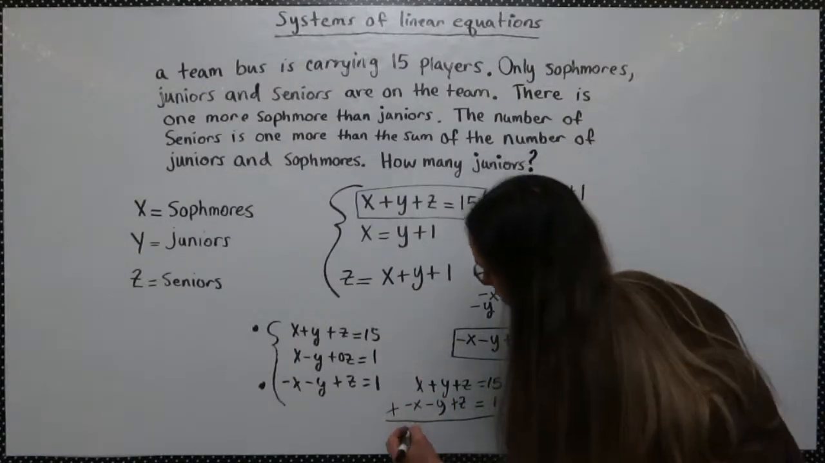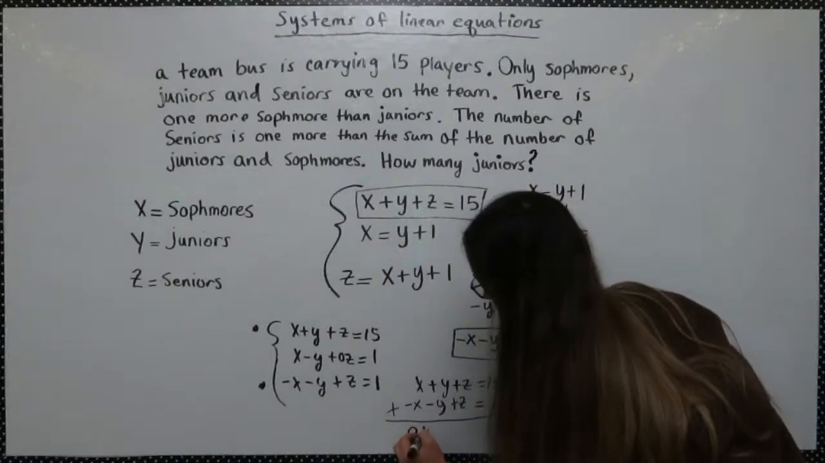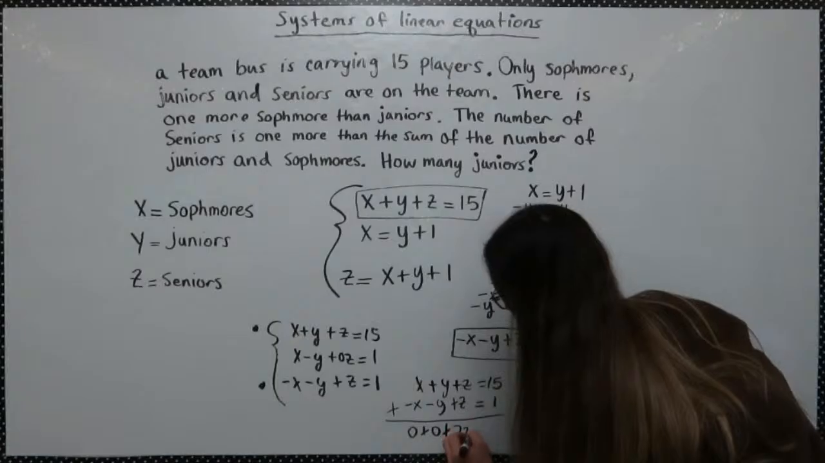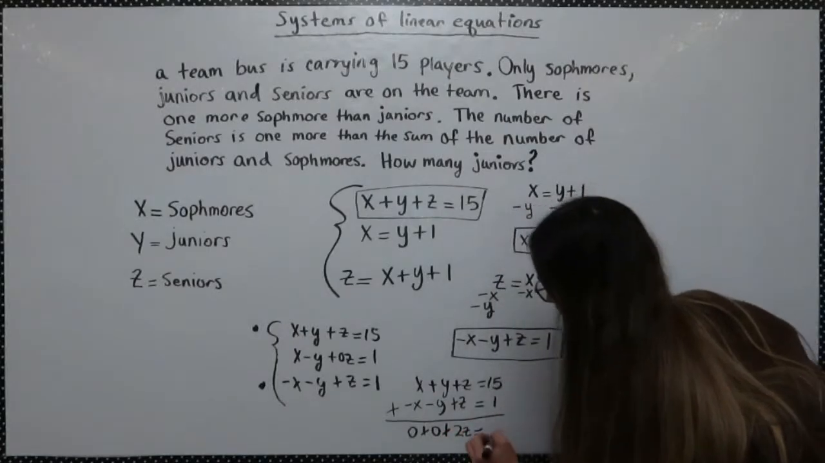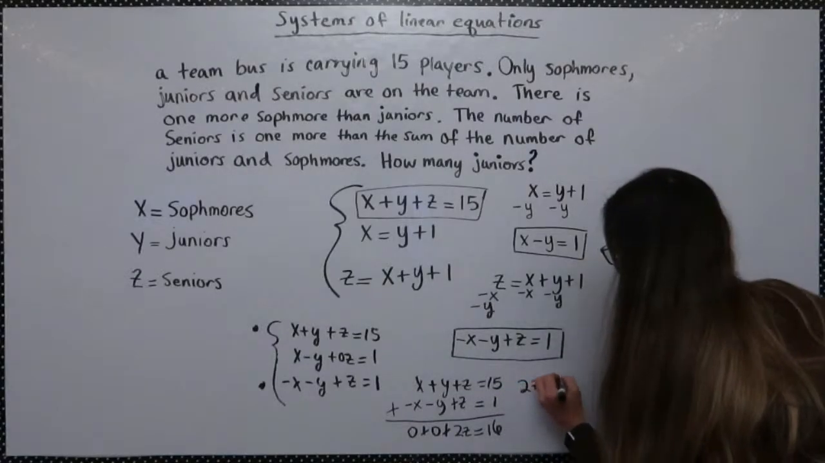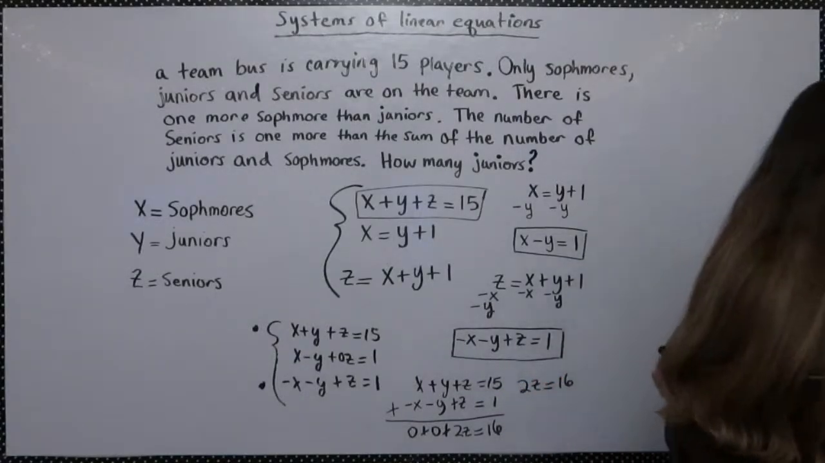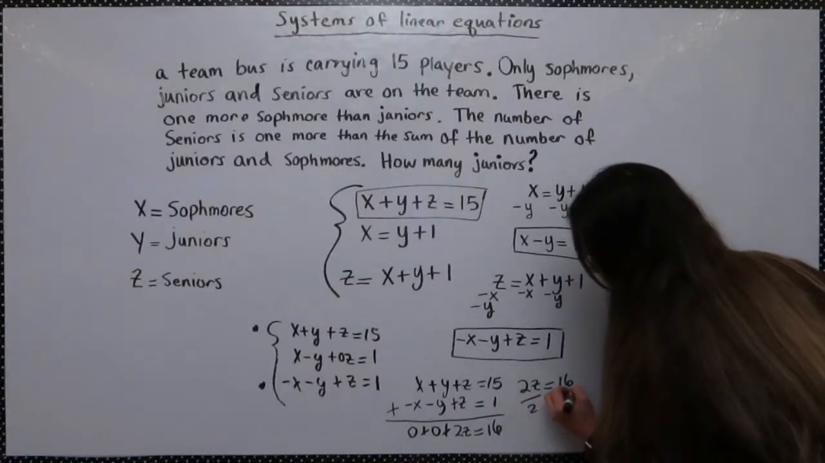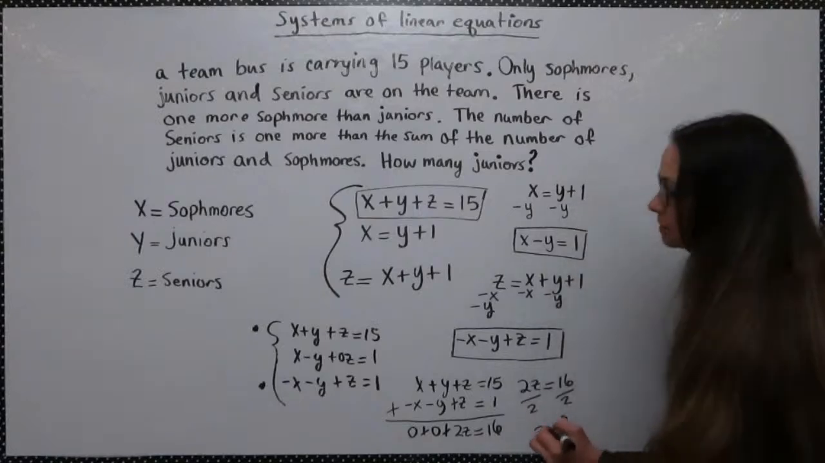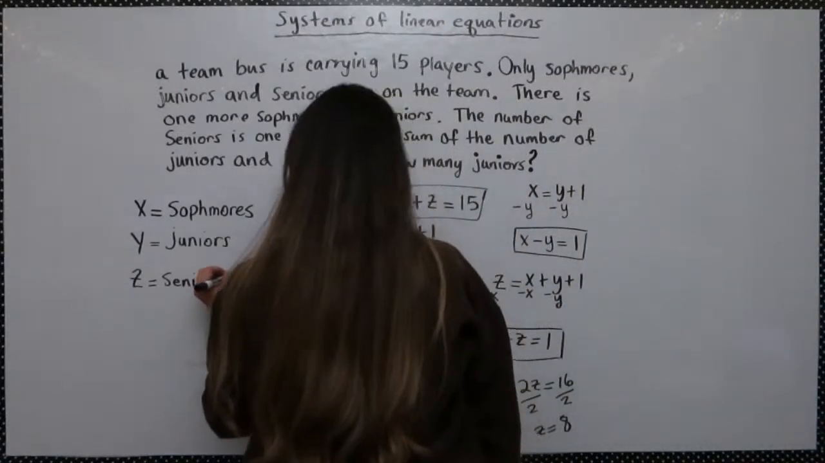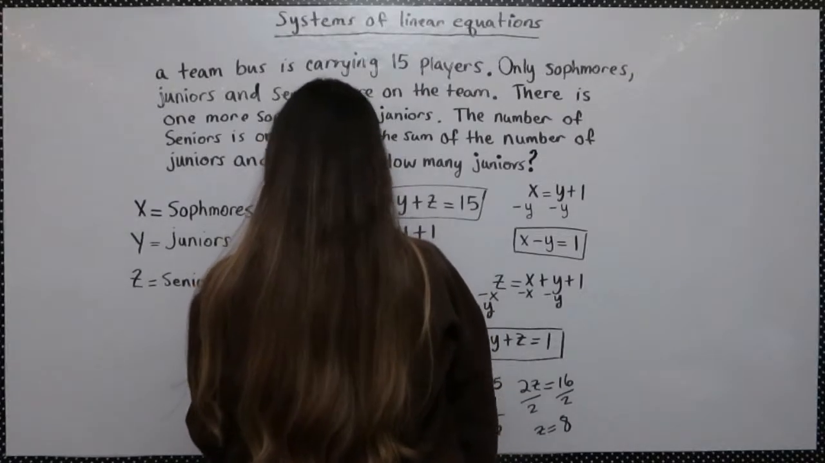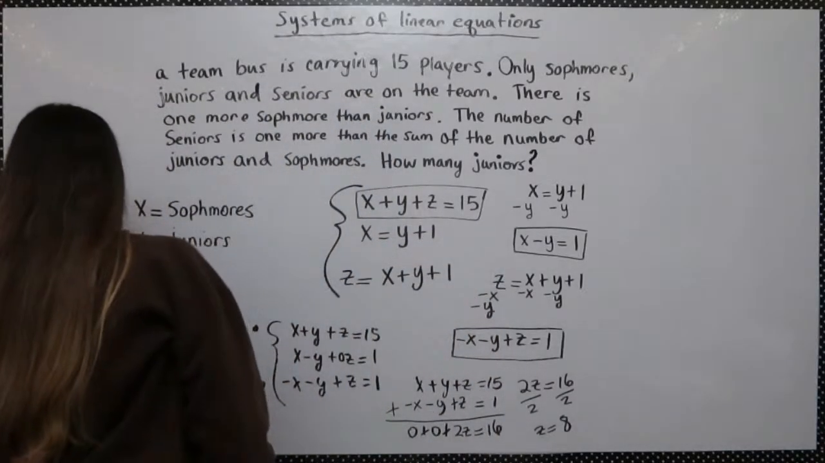And you get 0 plus 0 plus z plus z is 2z, and 15 plus 1 is 16. So this is just 2z equals 16. If we divide off the 2 from both sides, 16 divided by 2 is 8. So we have solved for the number of seniors. And this is an ordered pair, x comma y comma z, so you'll write your solution this way.